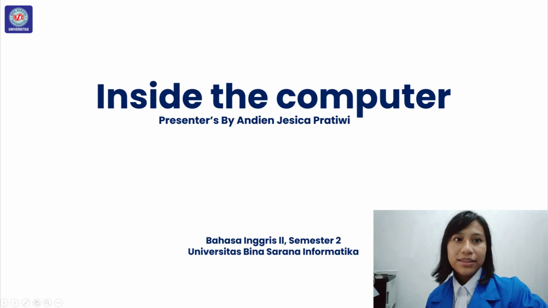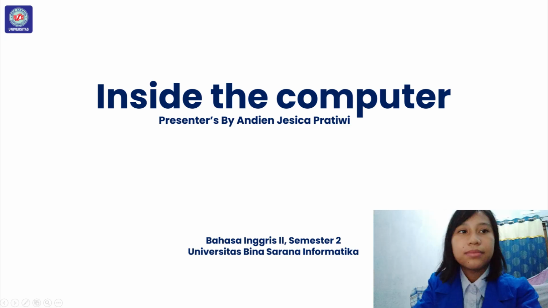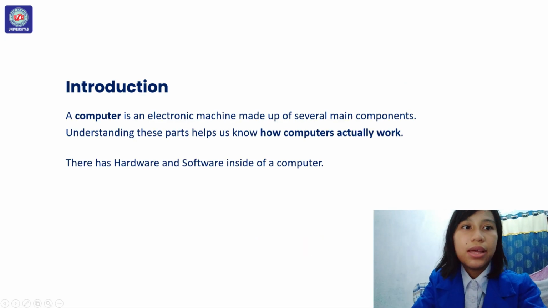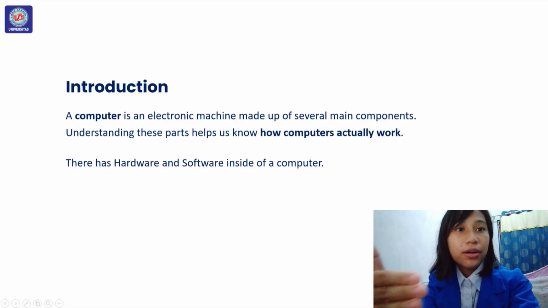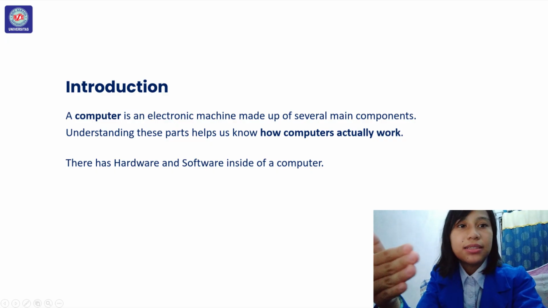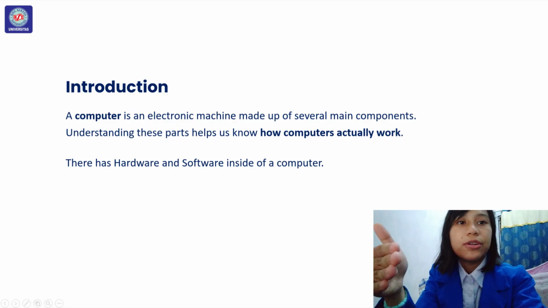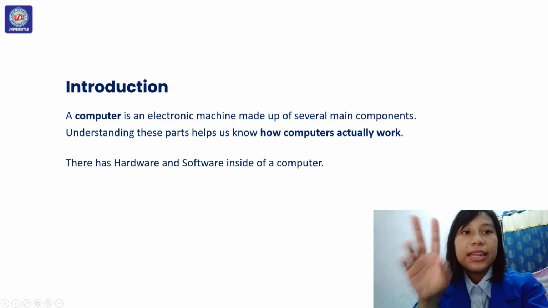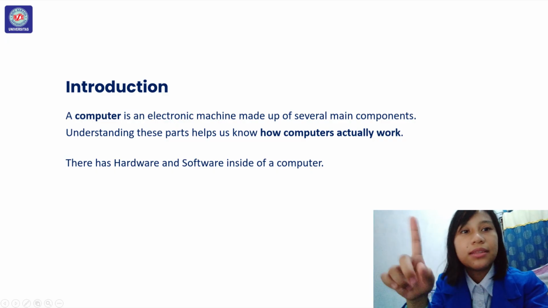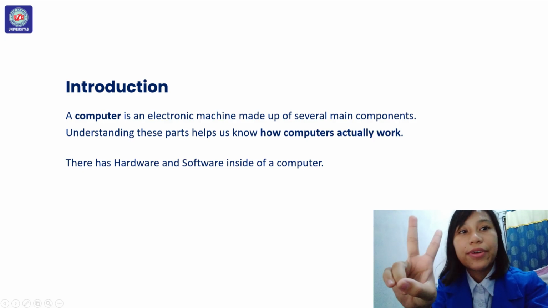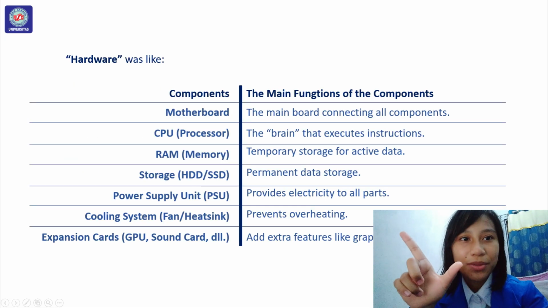Next, we will talk about the inside of the computer. A computer is an electronic machine made up of several main components. If we understand this part, it will help us know how a computer actually works. Inside a computer, there are two parts: hardware and software. There are 7 important components.